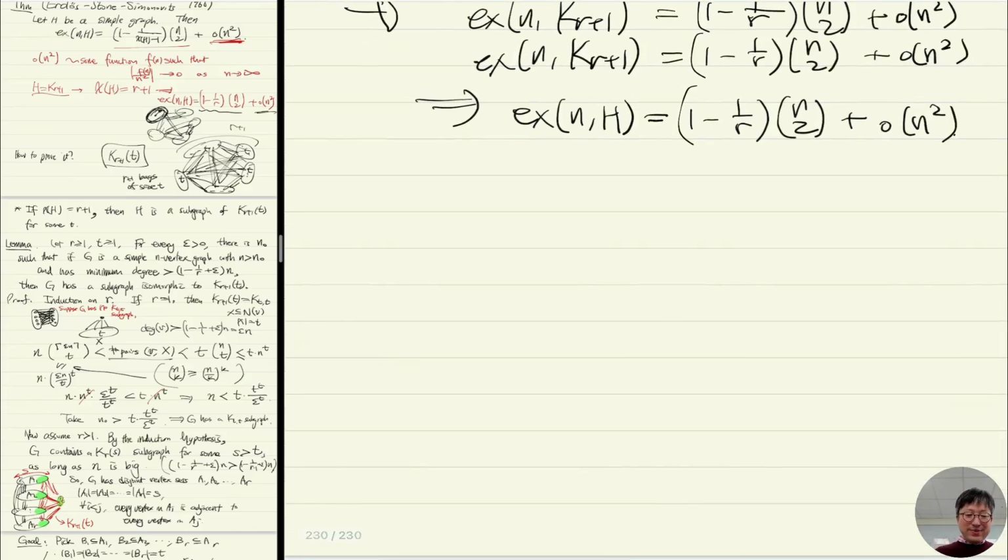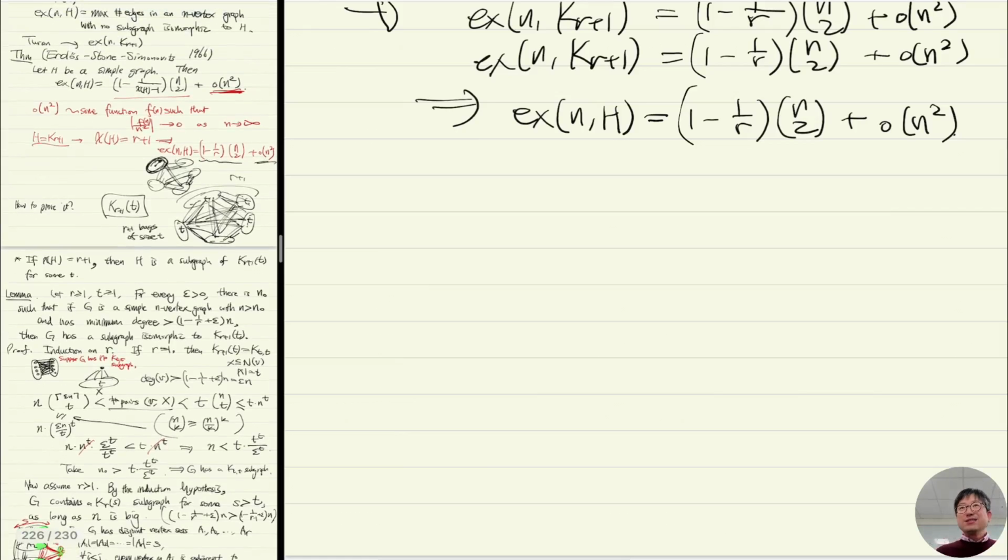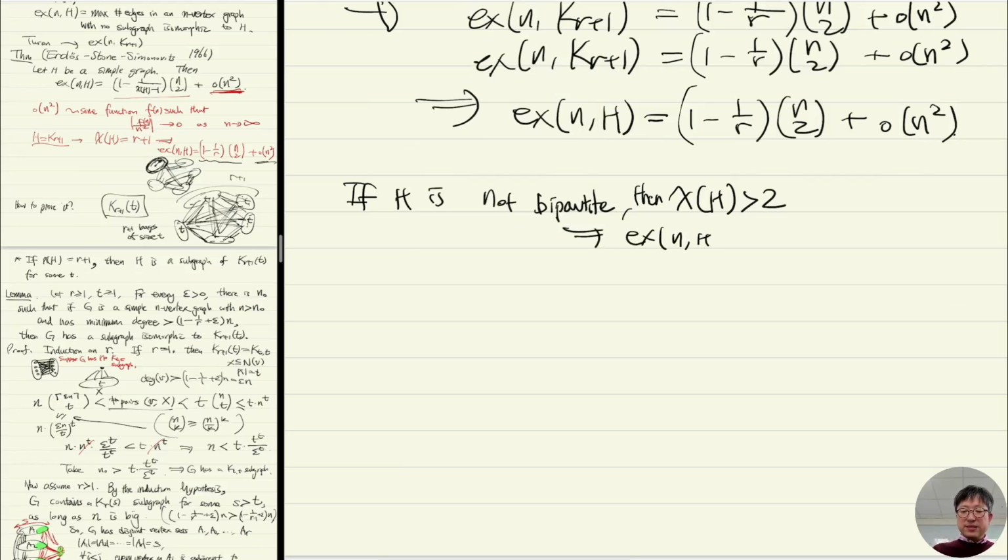Now, let me tell you some stories about this. So the Erdős-Stone theorem precisely determined the growth rate of the maximum number of edges in a graph without a fixed graph H. But here's the problem. If H is not bipartite, then it's okay. Then chromatic number is bigger than 2, so basically this is about 1 minus 1 over r. The chromatic number determines this, right?